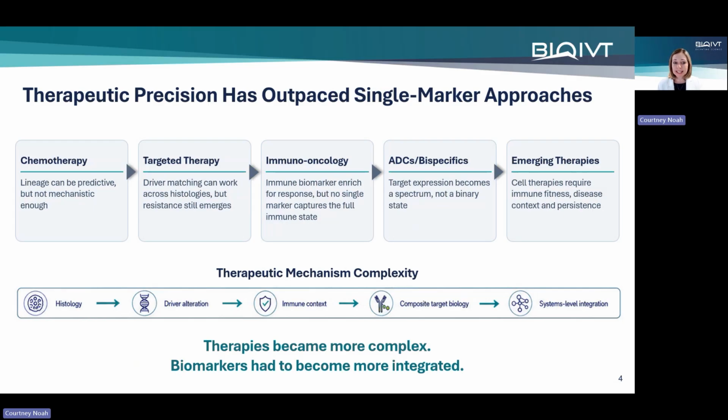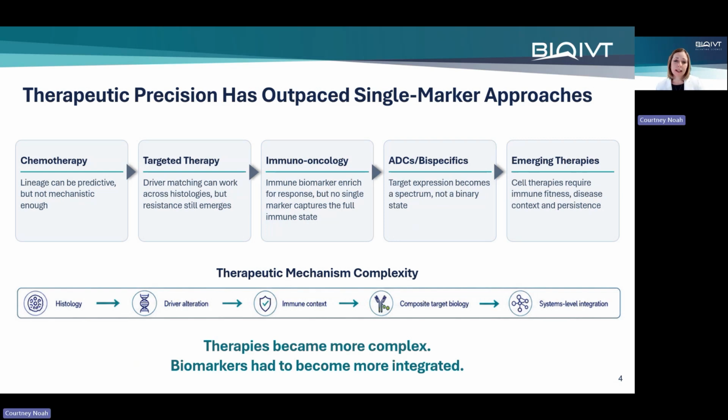As I mentioned previously, immunotherapy is definitely a driver for further complexity. And we have numerous proposed biomarkers there, including PD-L1, tumor mutational burden, perhaps also digging in on those immune gene signatures, but none of them truly or fully capture that complete immune state.